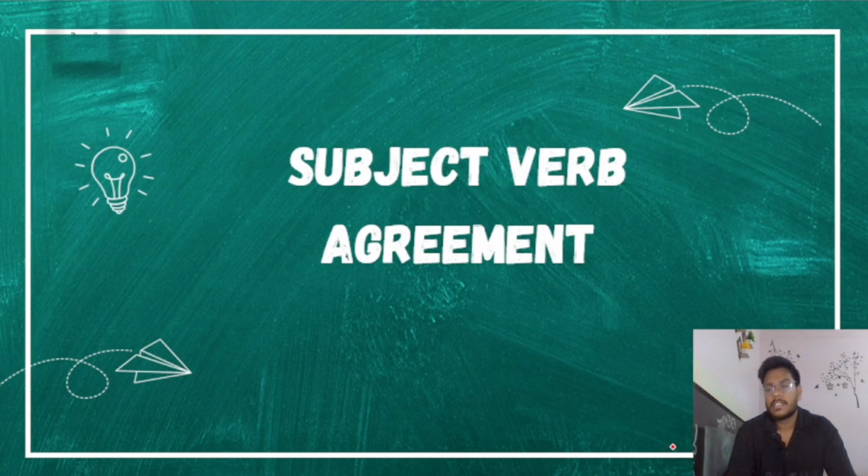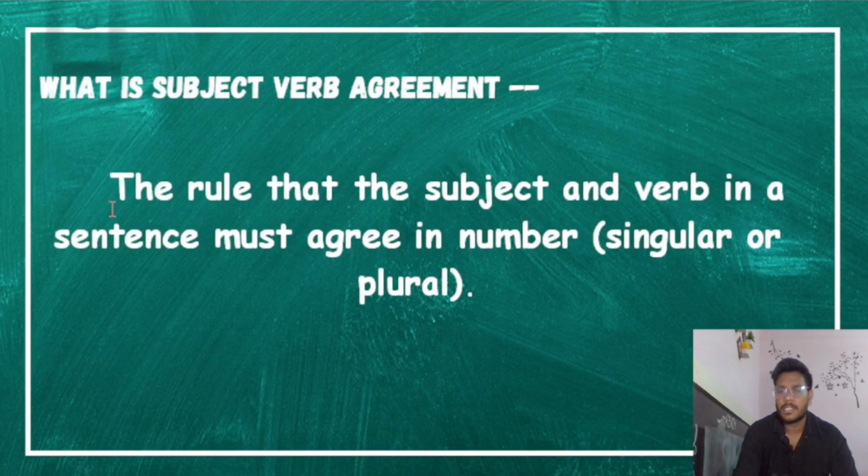So let's start. What is the meaning of subject verb agreement? It means we always use the verb according to the subject. If the subject is singular, we have to use a singular verb. If the subject is plural, we have to use a plural verb. So let's check how we define subject verb agreement.